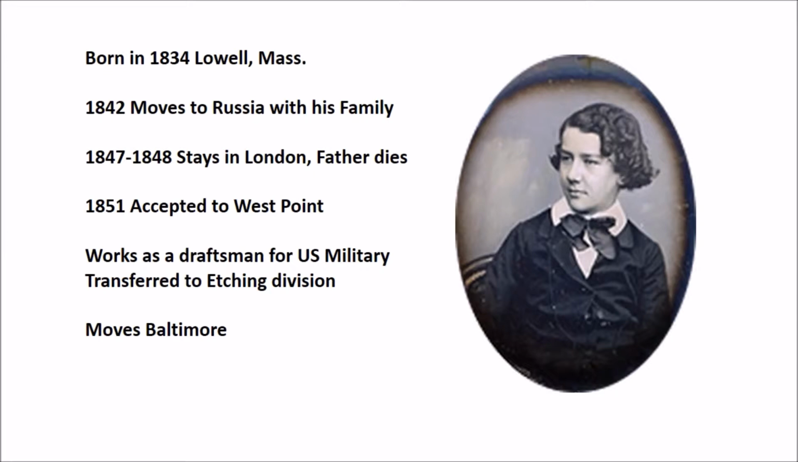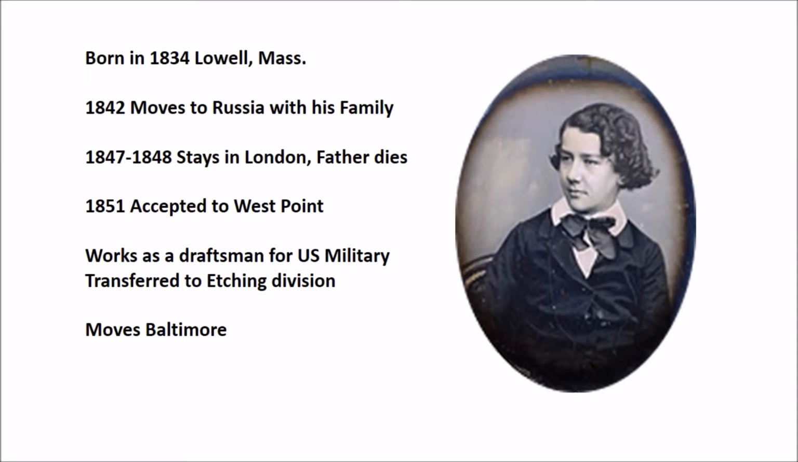So, born in 1834 in Lowell, Massachusetts, but early on, as you can see, in 1842, his family moves to Russia. His father was actually hired as an engineer for Nicholas I to build a railroad between St. Petersburg and Moscow. In 1847, he goes to stay in London, and his father dies in the cholera epidemic that swept through St. Petersburg at the time. I guess Whistler was lucky that he wasn't there as well.